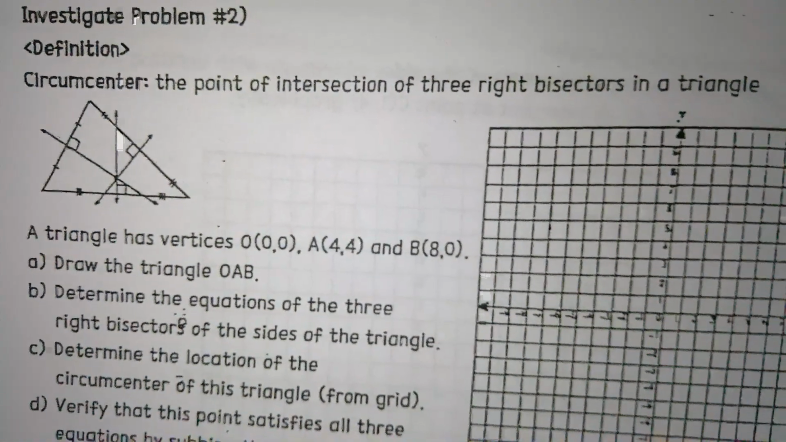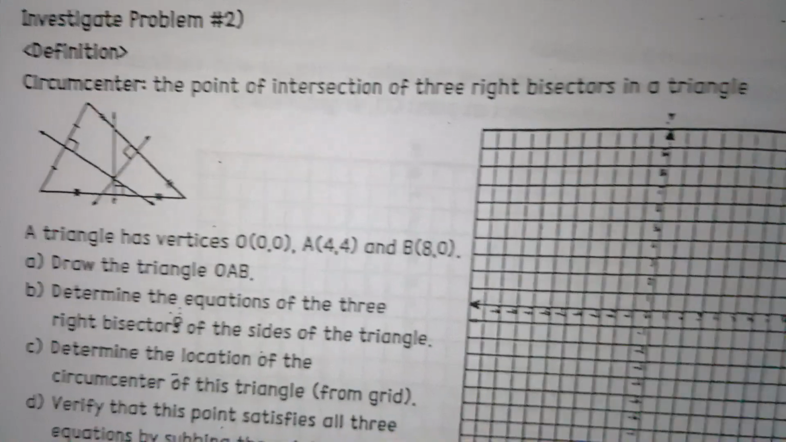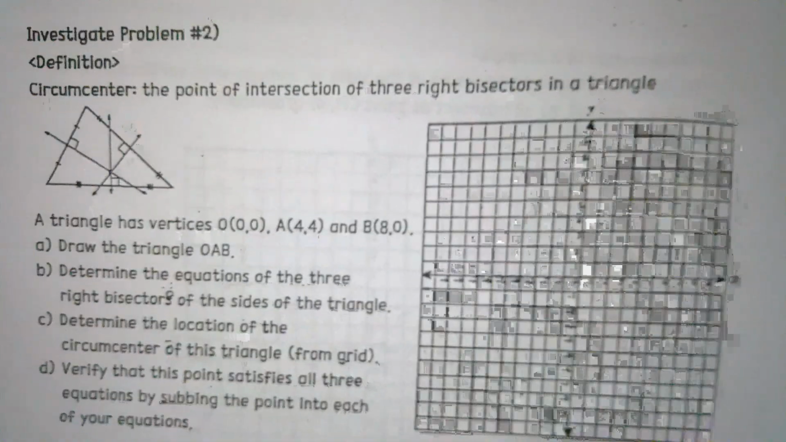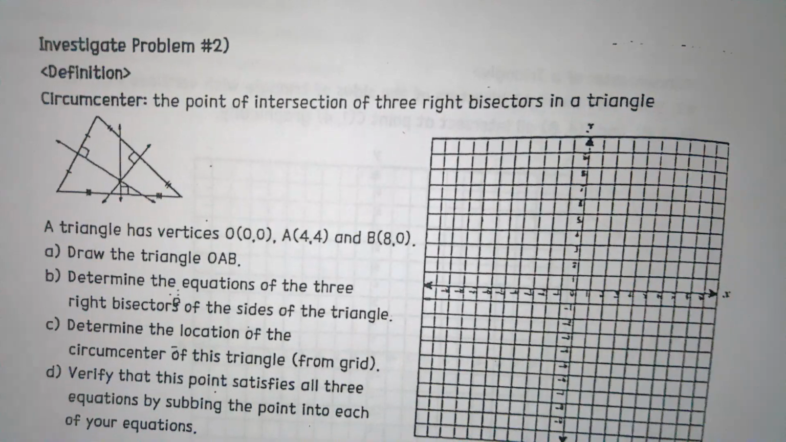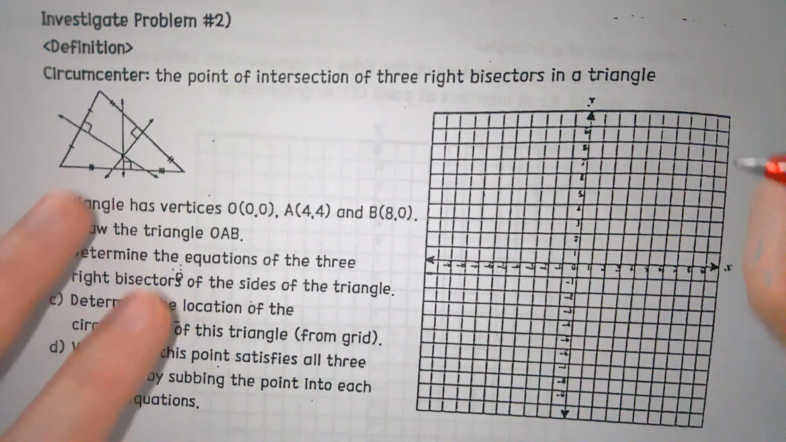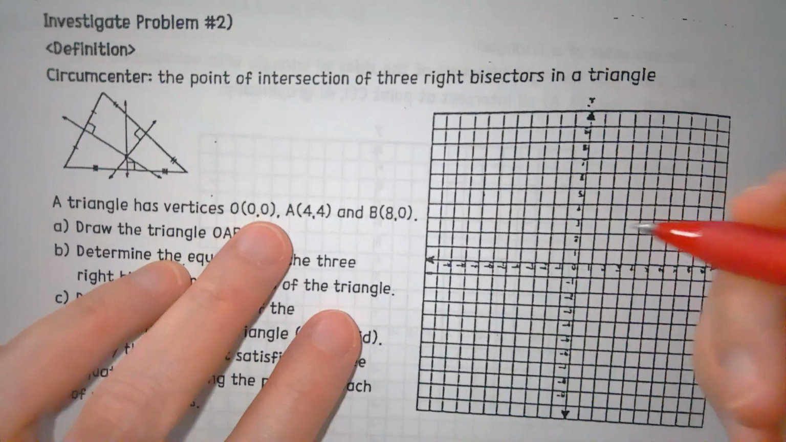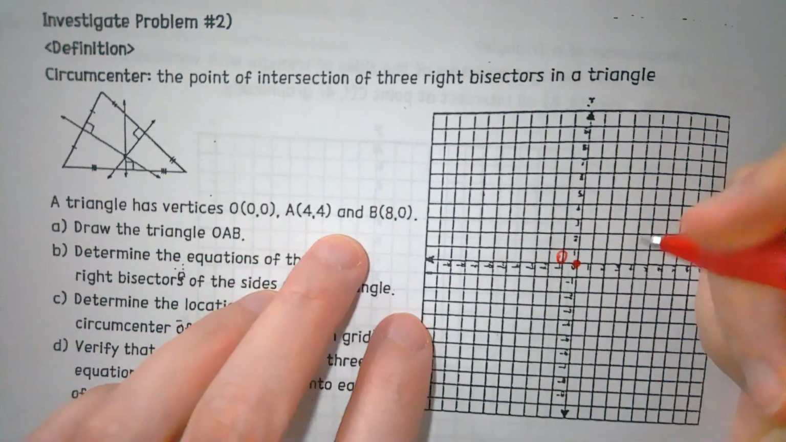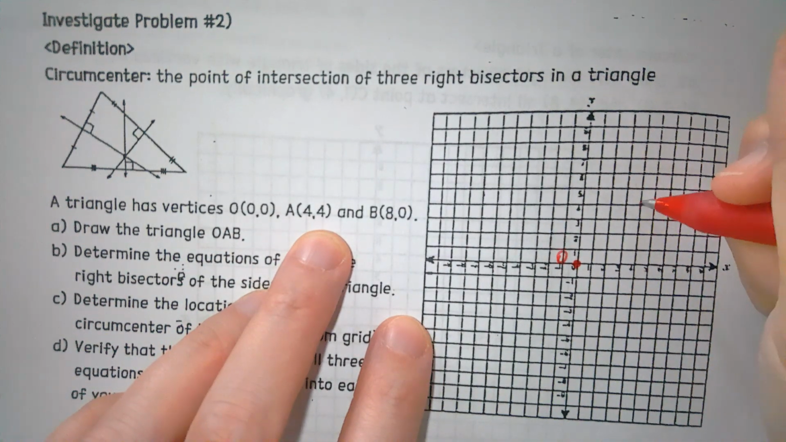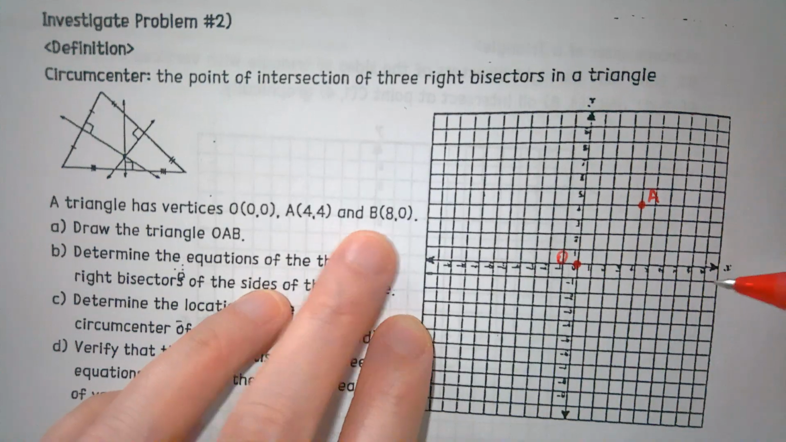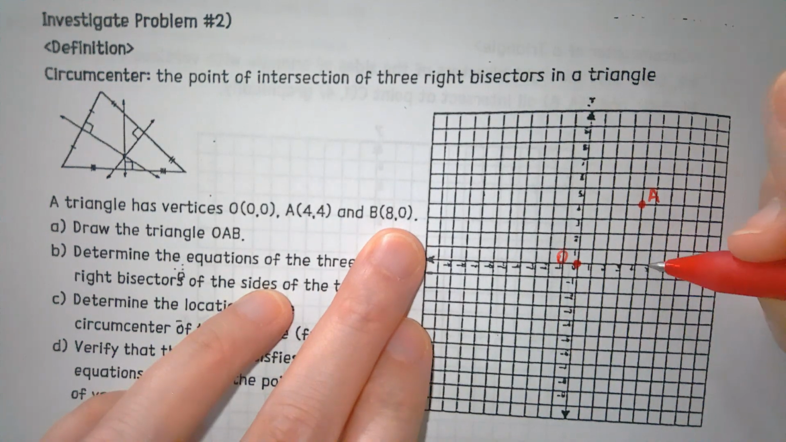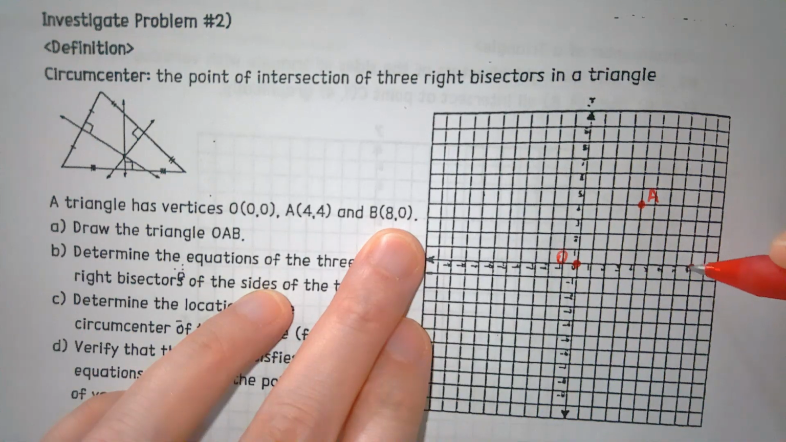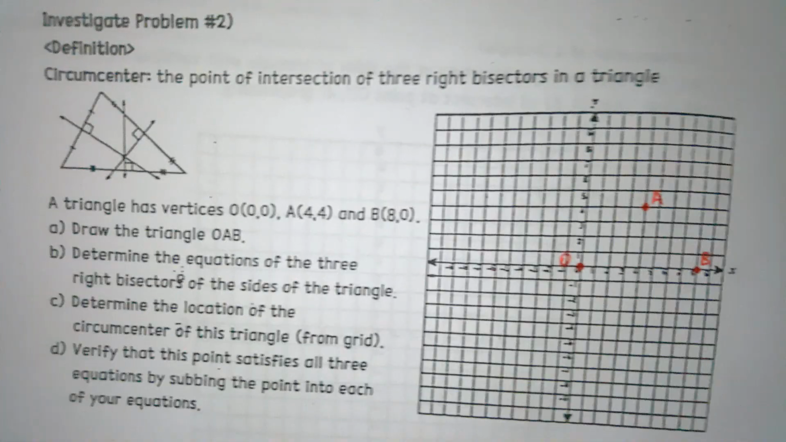Okay, example 2. Circumcenter, the point of intersection of the 3 right bisectors of a triangle. This one I actually chose nicer numbers already. A triangle has vertices 0, 0, so this is point O. 4 and 4, that's A. And then 8 and 0, that's B. Okay, draw the triangle first.